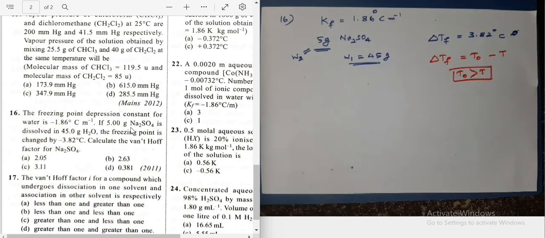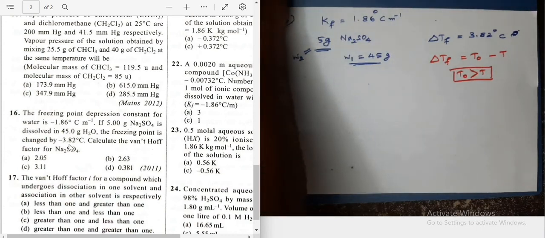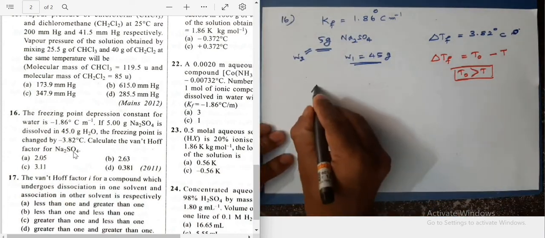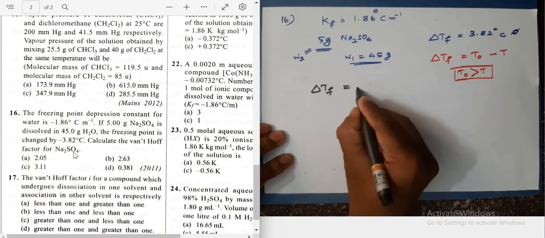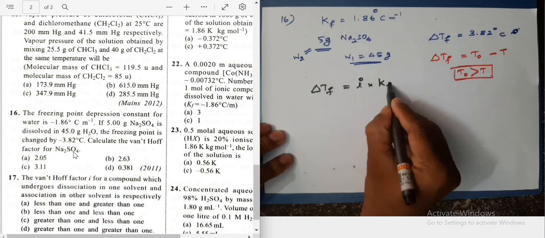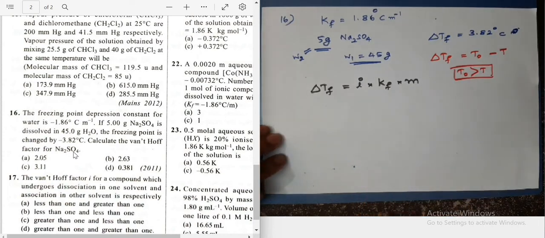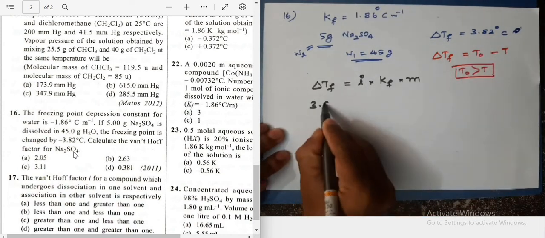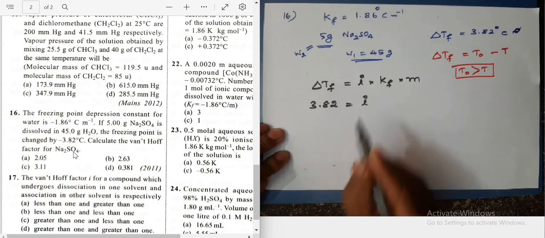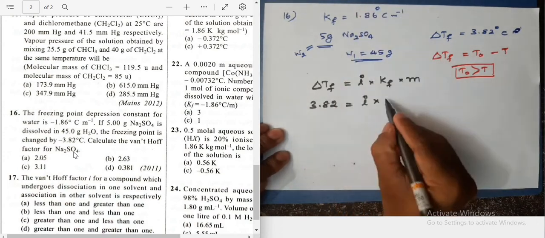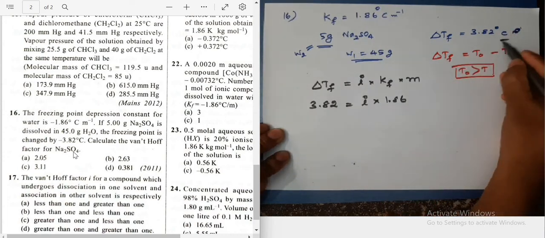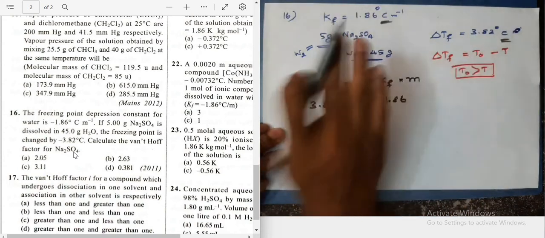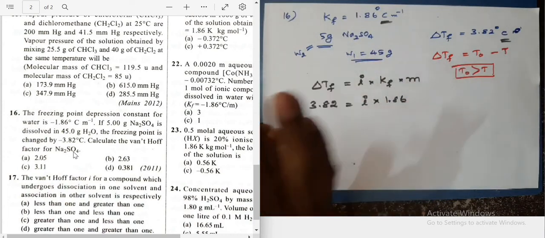Now calculate, what's the question? Calculate Van't Hoff factor for sodium sulphate. You know very well, delta Tf equals Van't Hoff factor i into Kf into molality of the solution. You know this formula. Delta Tf is given, 3.82. Van't Hoff factor we need to calculate. Kf value is given, 1.86. All are in Celsius, so you need not do any conversion here. Keep it as such, because delta Tf and Kf are in the same unit.